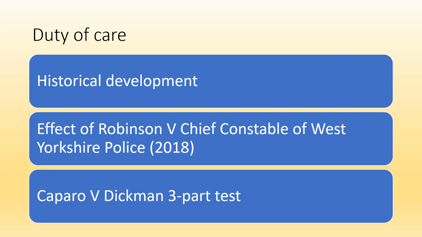So that's it. That's what we covered. We've covered the historical developments. We've said that we need to look at Robinson as the authority and how to apply a duty of care. But if in doubt, or in those rare situations, then we might need to look at the Caparo three-part test. So of course we discussed all of those factors.